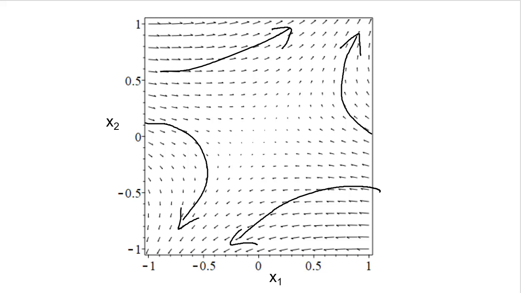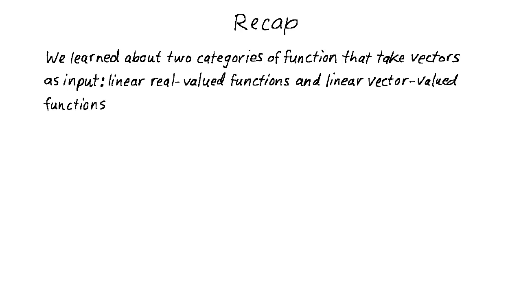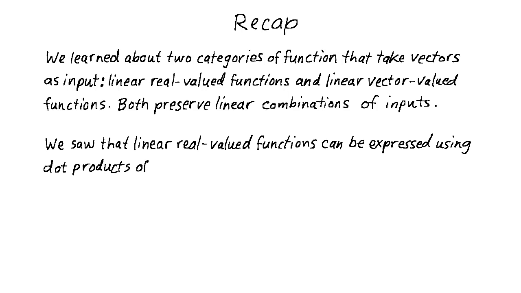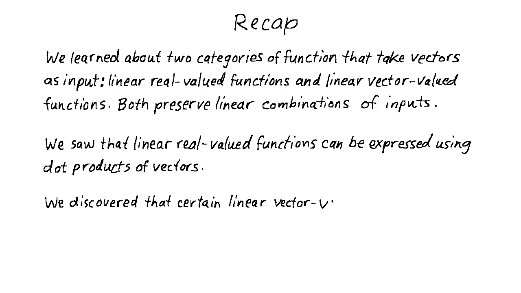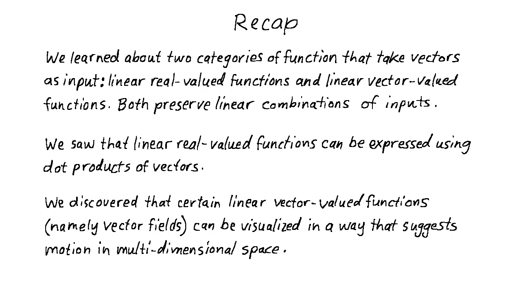For now, let's recap. In this video, we learned about two categories of function that take vectors as input: linear real-valued functions and linear vector-valued functions. Both preserve linear combinations of inputs. We saw that linear real-valued functions can be expressed using dot products of vectors. And we discovered that certain linear vector-valued functions, namely vector fields, can be visualized in a way that suggests motion in multidimensional space.